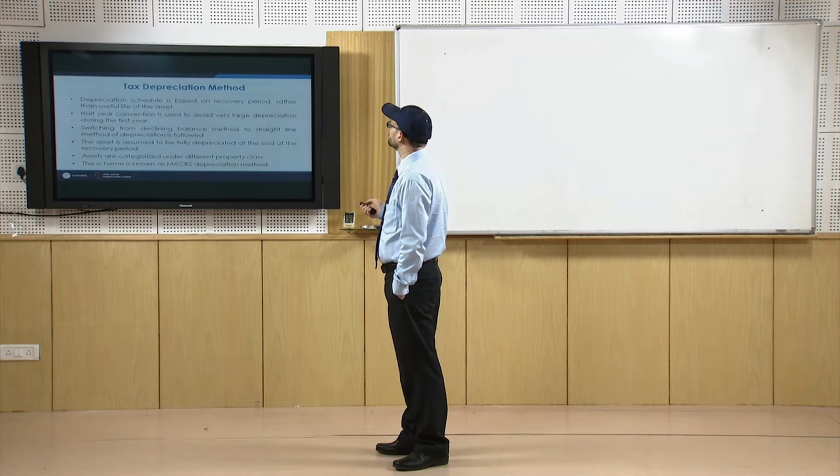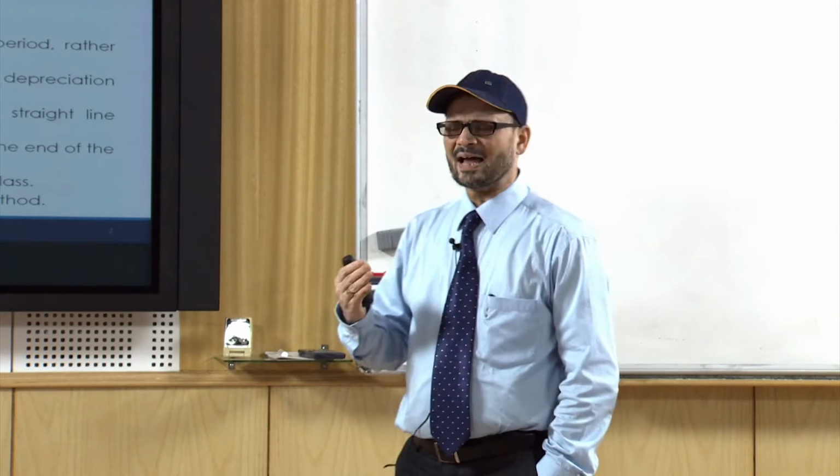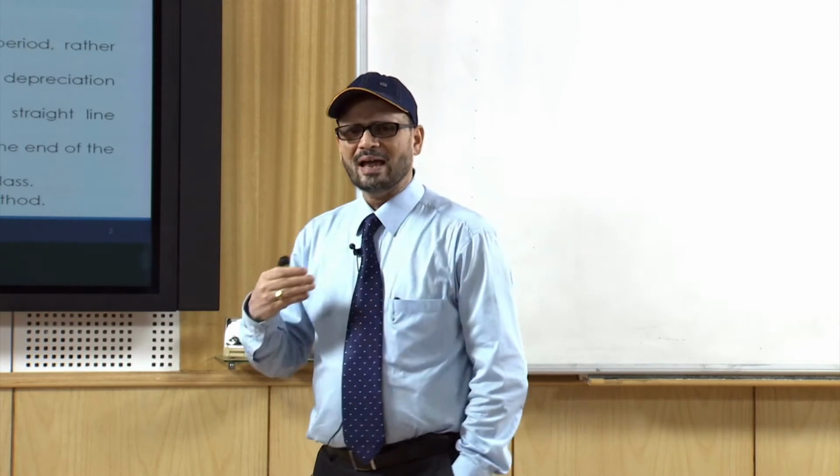Half year convention is used to avoid very large depreciation during the first year, because it is assumed that if the capital asset does not depreciate too much during the first year, the capital can be used for other investments. So, during the first year only half of the year's depreciation charge is taken into account, and this is known as half year convention. Now, in this case, switching from declining balance method to straight line method, which we discussed in our earlier lecture, is adopted, so that you can come to a salvage value of 0 at the end of the period.